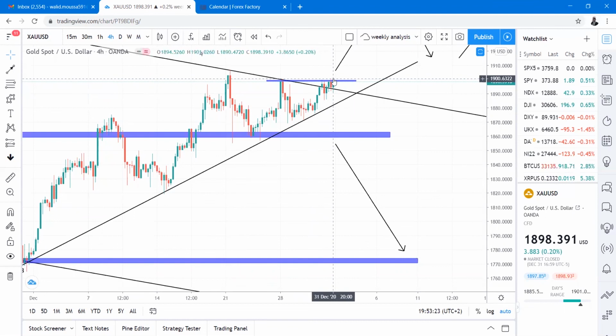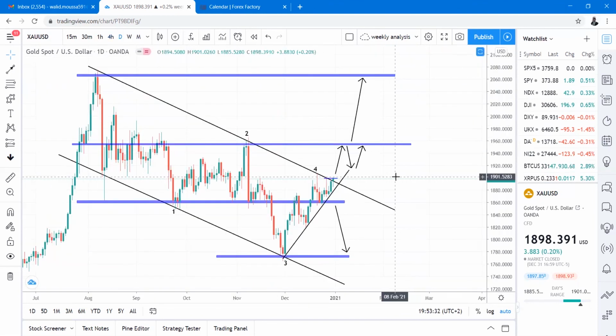So a very psychological level, 1900. We need a clean close above this level in order to have a very, very nice buy setup. And then we should be watching the price action here in order to go and test the top again.